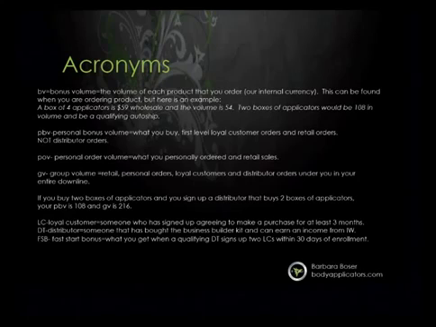So the GV is your group volume. This is everything in your entire organization, including what your distributors order. So the difference is if you enroll a distributor and they place a personal order, that is not considered part of your personal volume. It's considered part of your group.